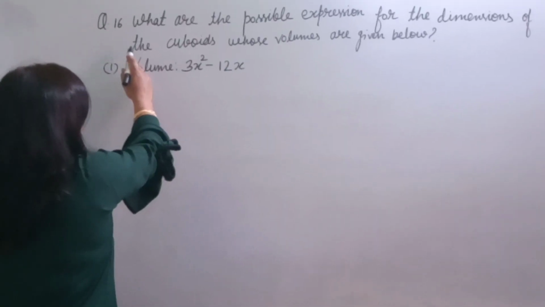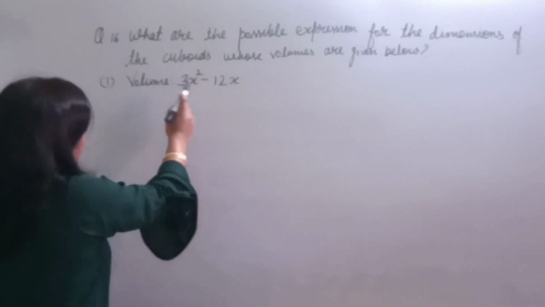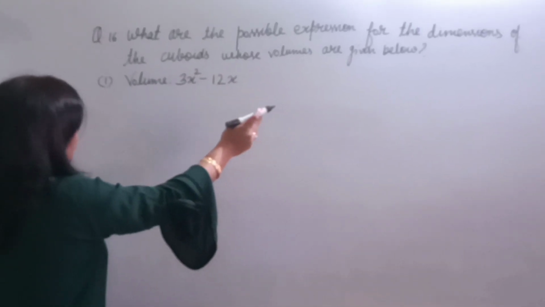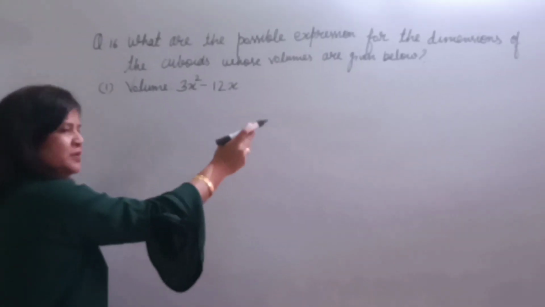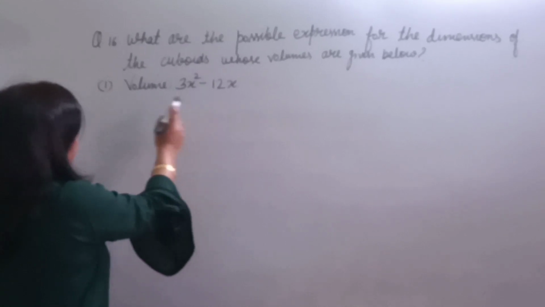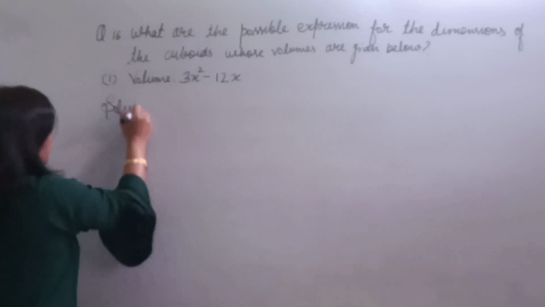And now our question number 16 is: what are the possible expressions for the dimensions of cuboids whose volumes are given below. In this question, we have to calculate the possible expressions for the dimensions of cuboids, and we have been given the volumes. Now we will start the solution.